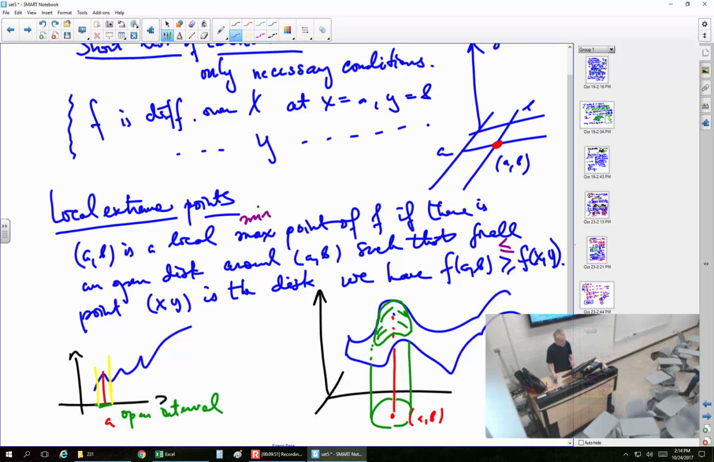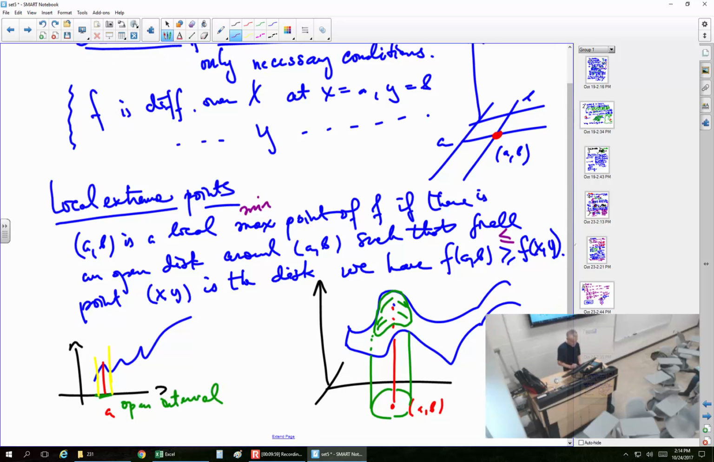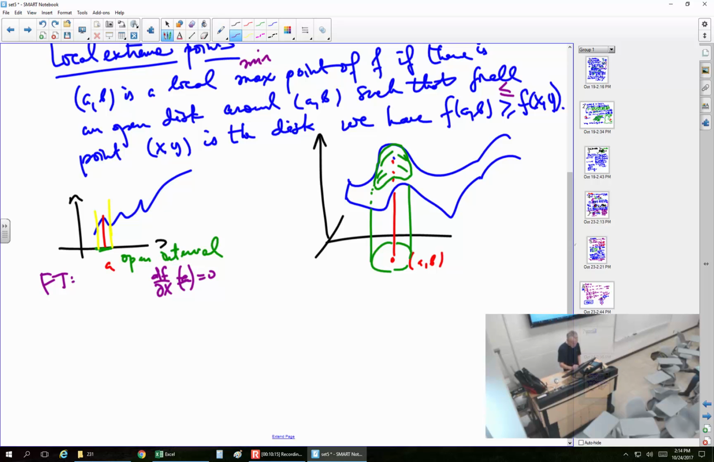Then Fermat's theorem comes into play, which we discussed yesterday. In the calculus 1 case, df/dx of a is equal to 0, and here it is an application of Fermat's theorem twice. So we have df/dx of (a, b) equal to 0, and df/dy of (a, b) equal to 0.